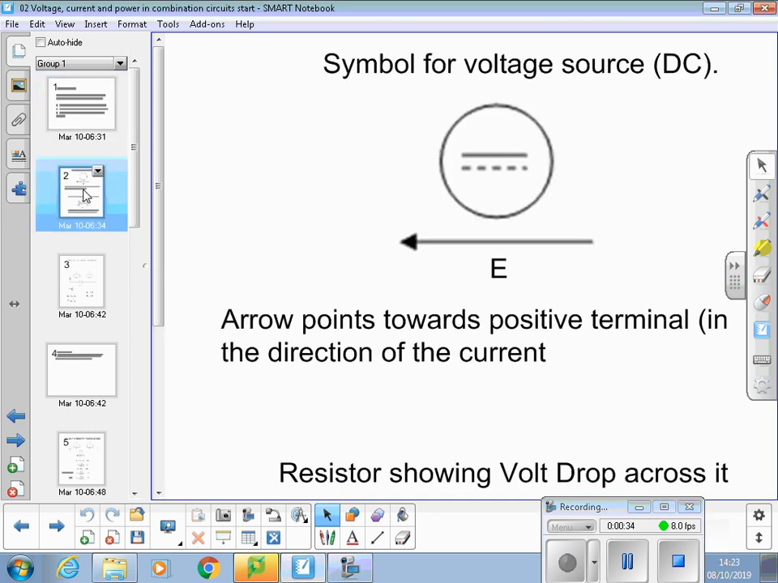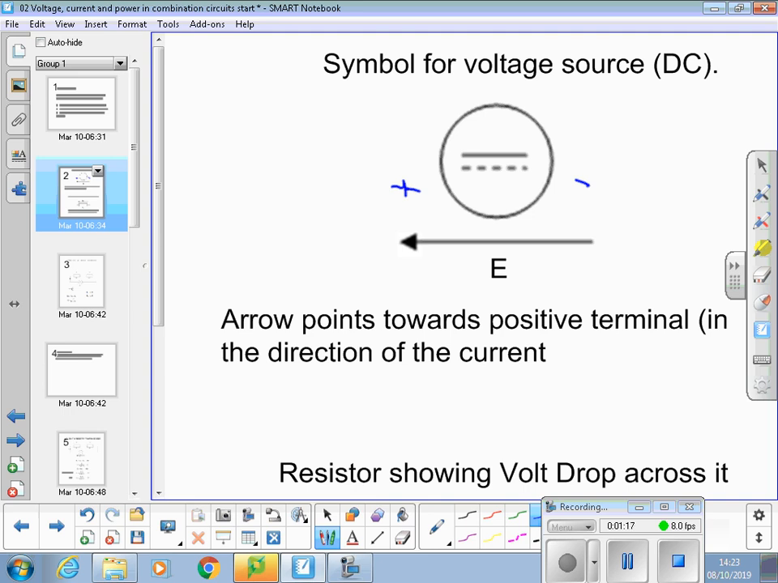So, first of all, the common symbol for a voltage source, in this case a DC voltage source, is a circle. Quite often sources are given the designation E for EMF, but sometimes V for voltage as well, so you have to get used to them being different. This symbol here, one straight line and dashed lines underneath, is a symbol for DC, and this arrow here indicates, well, the head of the arrow is the positive terminal in terms of convention for polarity.